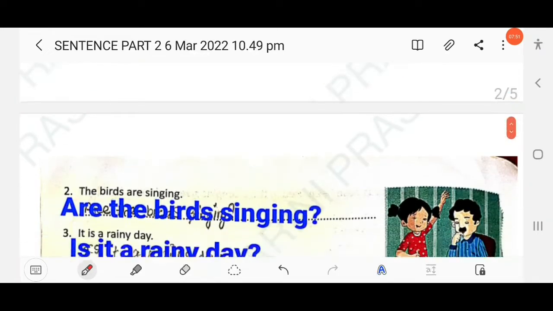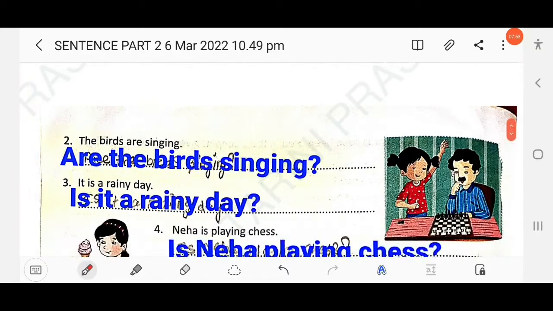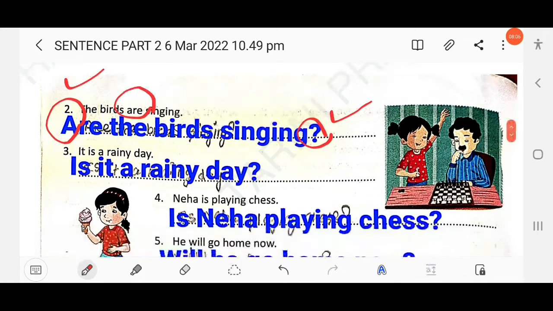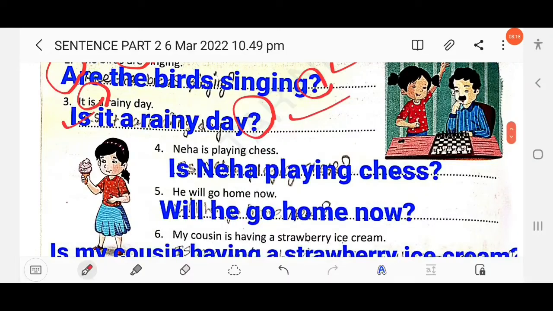Then the next question here: the birds are singing. So similarly here, you just have to find out the verb. Auxiliary verb, helping verb: are. Okay, are the birds singing? So similarly here, the sentence starts with a capital letter and ends with a question mark. Then next here, it is a rainy day. So here you have to find out the verb: is, right? Is it a rainy day? Clear? The next here, Neha is playing chess. So here the verb is is. It will come to the beginning of the sentence. Is Neha playing chess? Right?